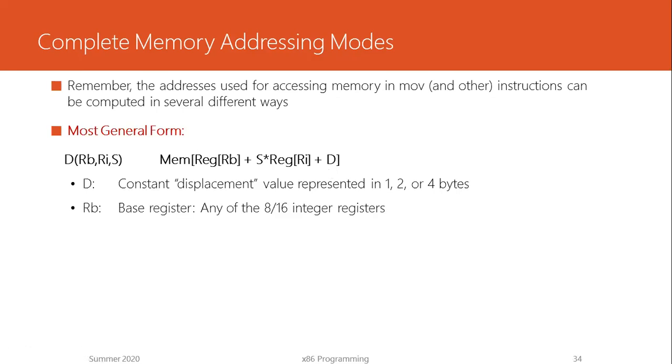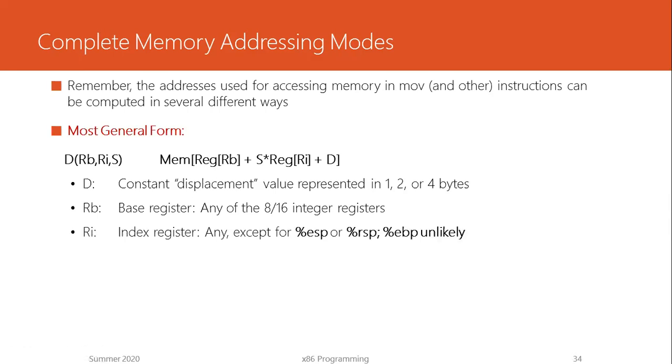RB is the base register. Any of the 8 registers, or the 16 registers in the 64-bit architecture. It is called the base register because we are adding to that reference point, that is the base register where our reference starts.